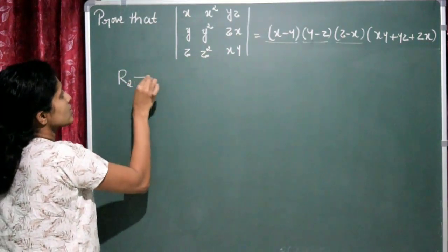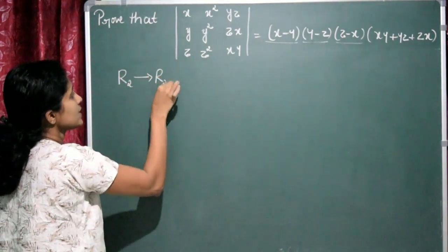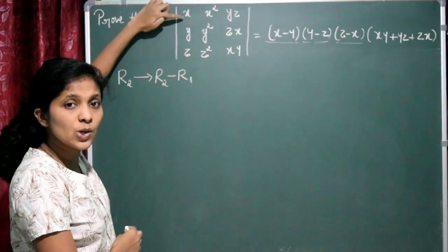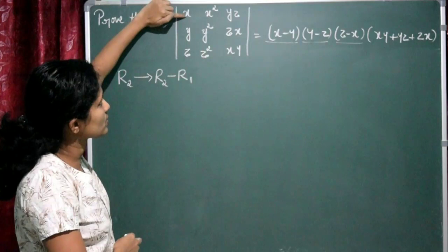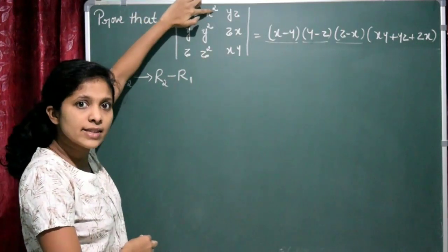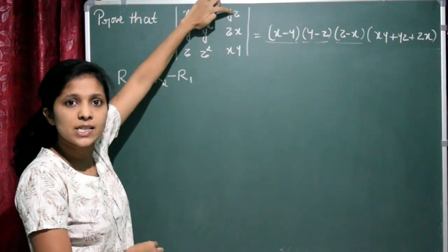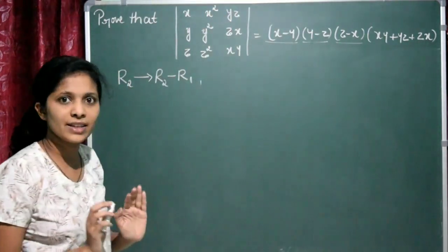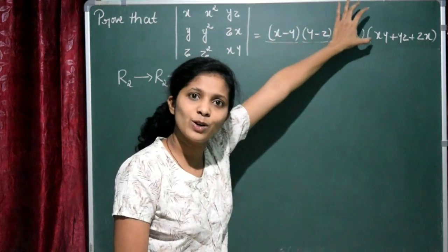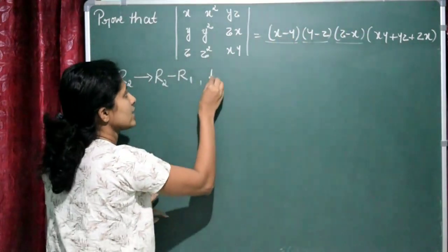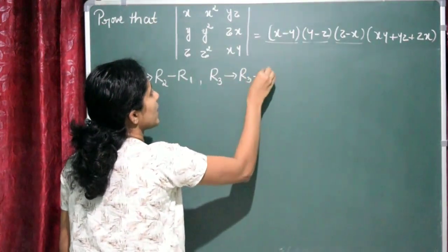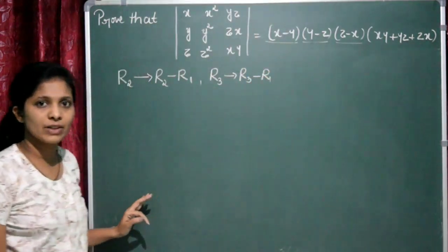R2 changes to R2 minus R1, or else you can give the operation R1 changes to R1 minus R2. That is also possible. This will be x minus y, this is x square minus y square, and this is yz minus zx. Any operations you can give, but the final thing is you have to prove this determinant equal to this one. Now I will give R3 changes to R3 minus R1. Simultaneously we give the operations.